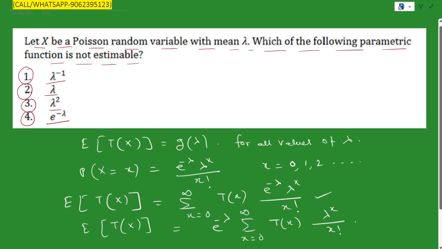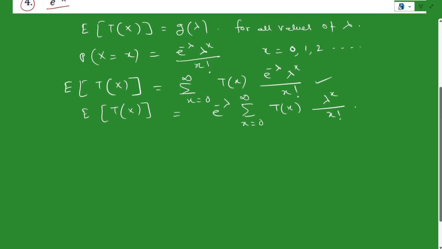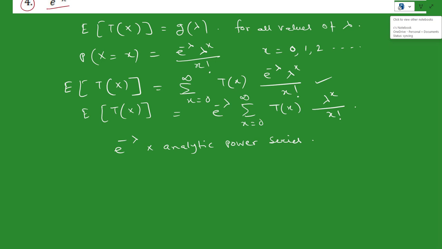Observe carefully. E of T(X) is basically e to the power minus lambda times a power series in lambda. So every estimable function must look like e to the power minus lambda times an analytic power series. So this is the hidden structure basically. Now we should test the options one by one.